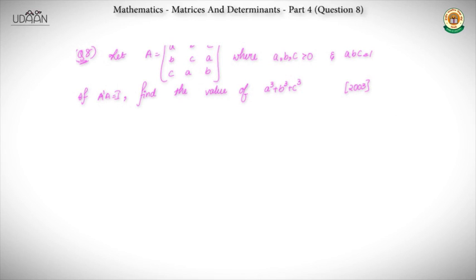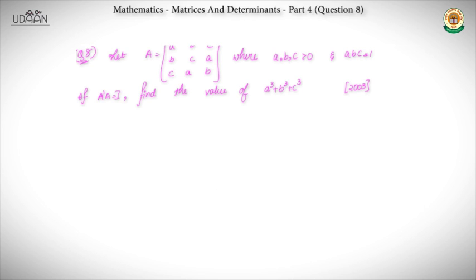It over here, which says let A be a matrix. A is clearly a symmetric matrix with entries A, B, C, B, C, A and C, A, B, where A, B and C are more than 0 and ABC is equal to 1. The given condition is that A transpose into A is equal to the identity matrix. Then find the value of A cube plus B cube plus C cube.